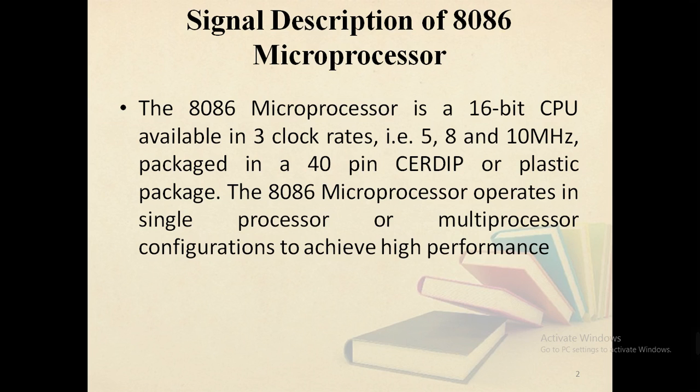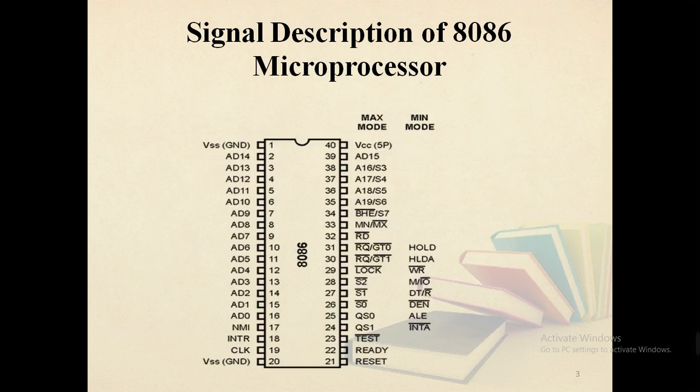Some of the pins serve a particular function in minimum mode. Minimum mode means it is a single processor, and other functions operate in maximum mode. Maximum mode means it is a multi-processor configuration. It is a total 40-pin IC package.